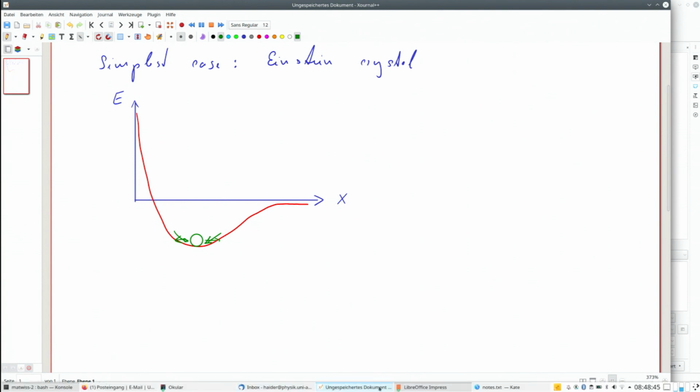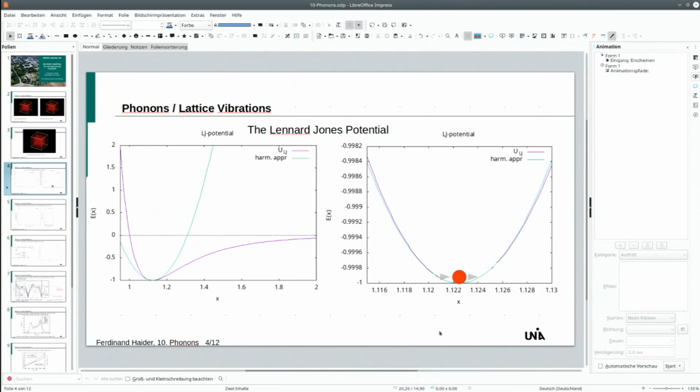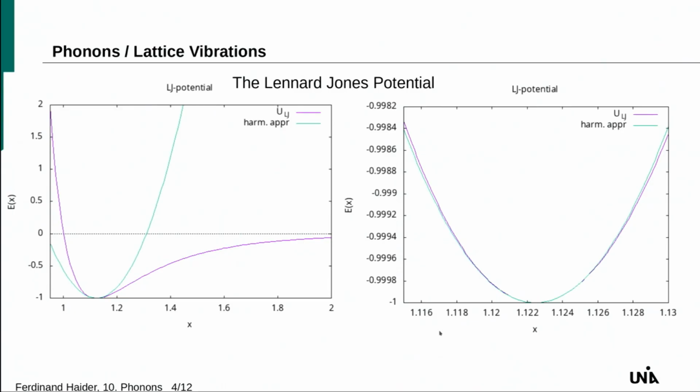I think I even made a little animation for this. Yeah, forgot to start it here, so you see how it vibrates. This always takes a lot of time to create these stupid animations. Then I forget to show them.